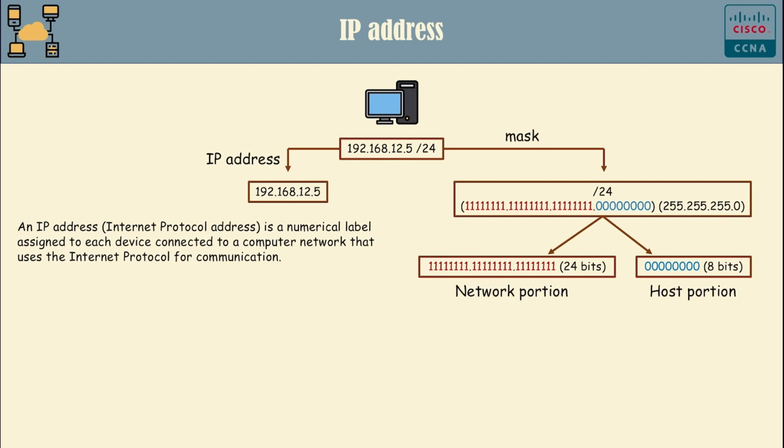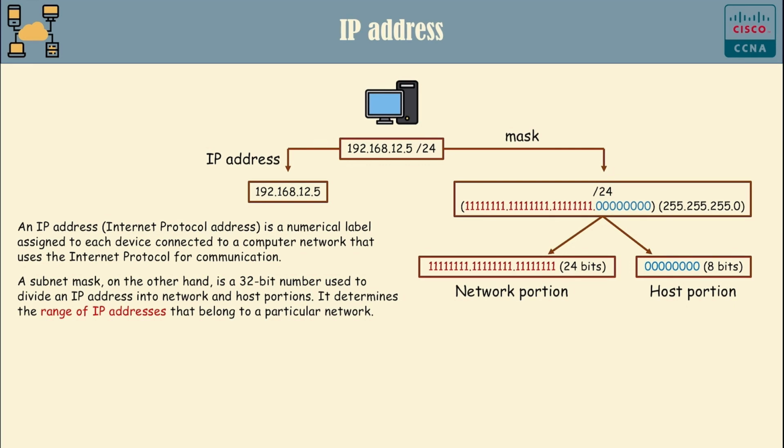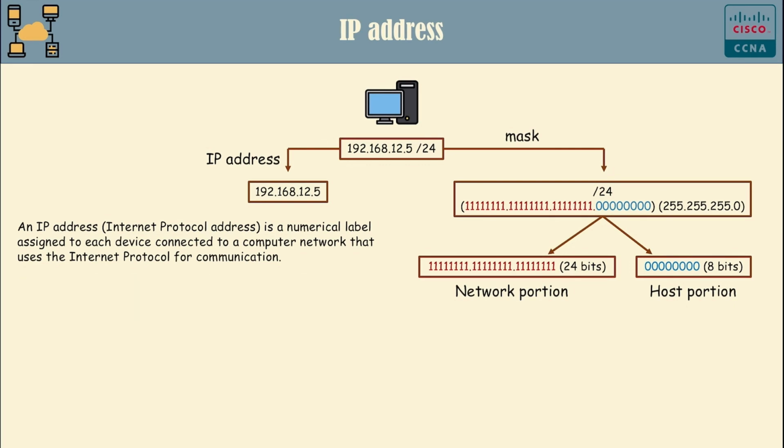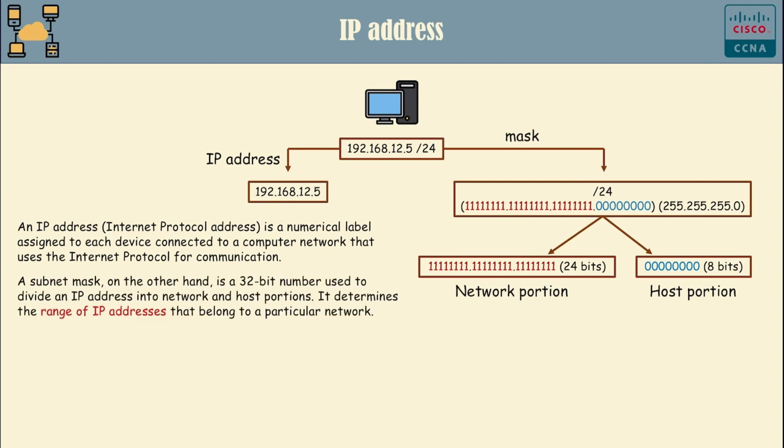An IP address, Internet Protocol Address, is a numerical label assigned to each device connected to a computer network that uses the Internet Protocol for communication. It serves two main purposes: identifying the host or network interface and providing the location of the device in the network. A subnet mask, on the other hand, is a 32-bit number used to divide an IP address into network and host portions. It determines the range of IP addresses that belong to a particular network. The subnet mask contains a series of 1s followed by a series of 0s. The 1s in the mask identify the network portion, while the 0s represent the host portion.